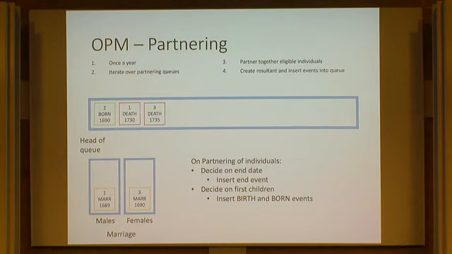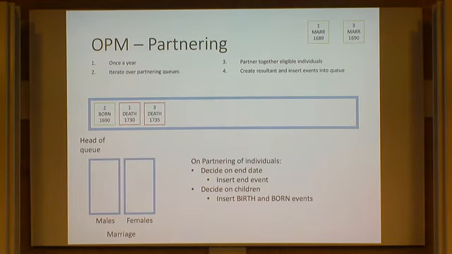As we come to partnering individuals, this is something we do once a year. We iterate over the queues that are here. We partner together the people who are eligible. The only real restrictions we make there is that the age bounds on people getting married are within a reasonable frame, and then there'll be a set of resultant events that get created because of this. When we partner individuals together, we decide when that relationship will end, and we also decide if there will be any children, or whether there will be a first child in that relationship.